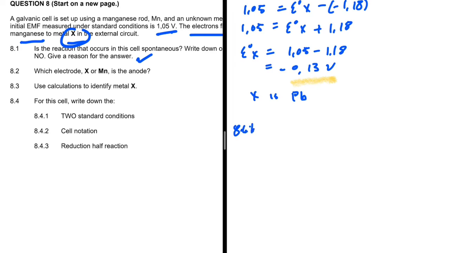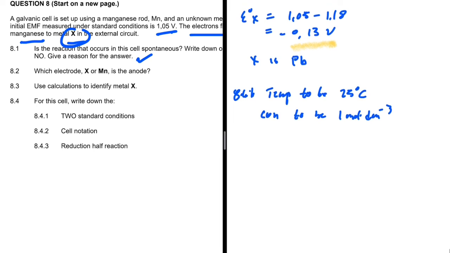8.4.1. Write down the two standard conditions for this cell. We know that we need the temperature to be 25 degrees Celsius, or 298 kelvin. That's one of the conditions. Another condition we need is a concentration of 1 mole per decimeter cubed. These are our standard conditions.